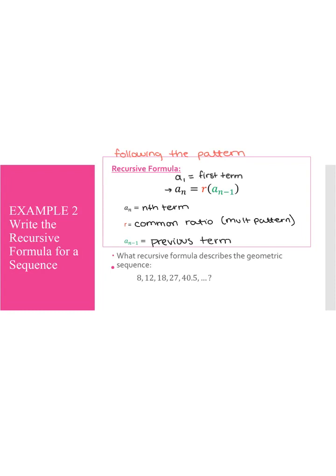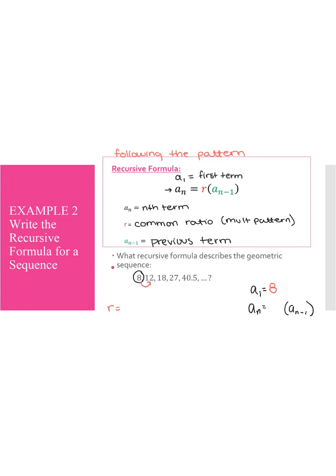It's going to be very similar to what we did last chapter, just a little bit different formula. So in this example, what recursive formula describes the geometric sequence? I need two parts. I need a sub 1, and I need a rule for a sub n. A sub 1 represents our first term, so I'm going to write down 8 as my first term. A sub n, I need to have my common ratio, and then I also need to have that a sub n minus 1. So all that is going to change in this formula is my common ratio.